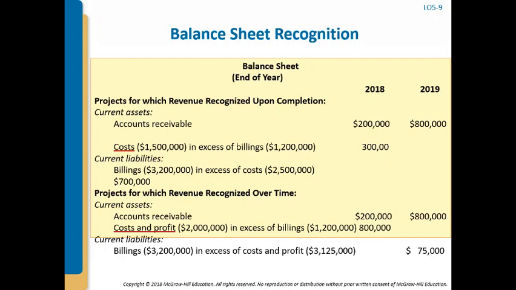Now note, you could have just the opposite. You could have billings in excess of cost and profit. So in that second year, that's exactly what happens here. They have billings of 3.2 million and costs and profit of 3.125 million. So that's a difference of 75,000. When you have billings in excess of cost and profit, you have to recognize a liability. And so that's what they've done here in that second year.